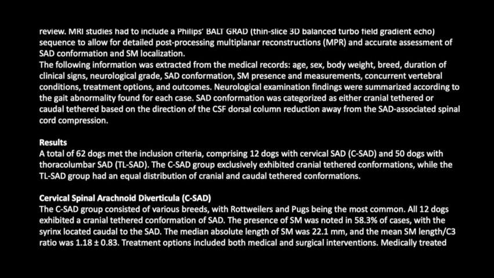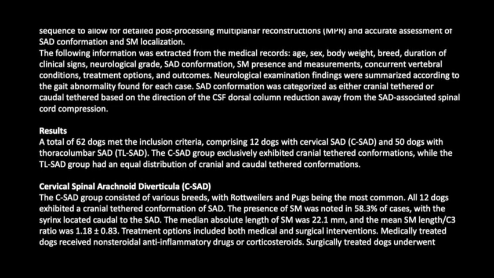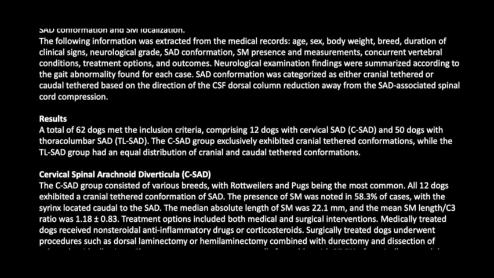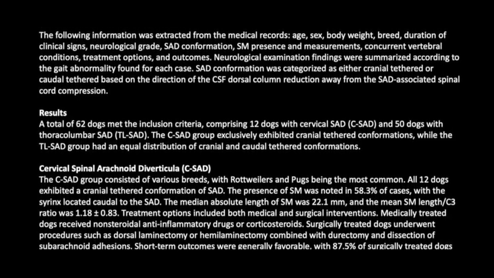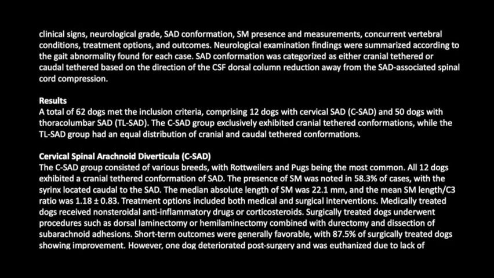Results. A total of 62 dogs met the inclusion criteria, comprising 12 dogs with cervical SAD, C-SAD, and 50 dogs with thoracolumbar SAD, TL-SAD. The C-SAD group exclusively exhibited cranial tethered conformations, while the TL-SAD group had an equal distribution of cranial and caudal tethered conformations.